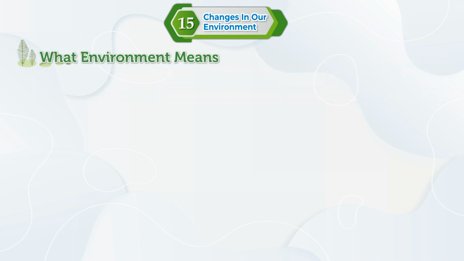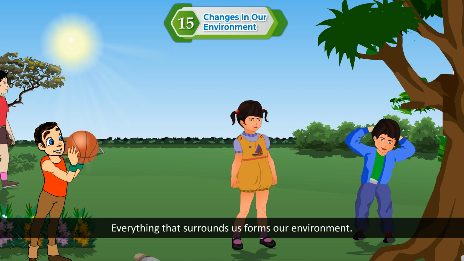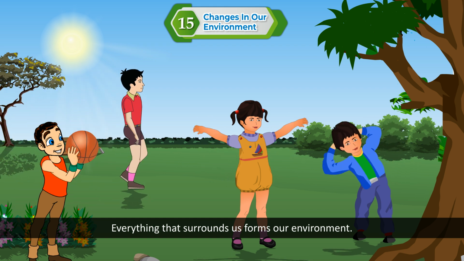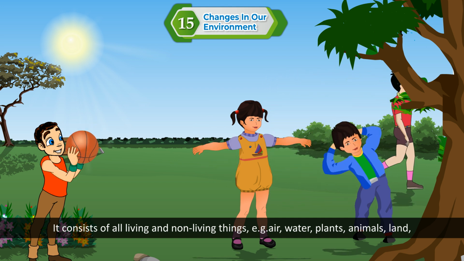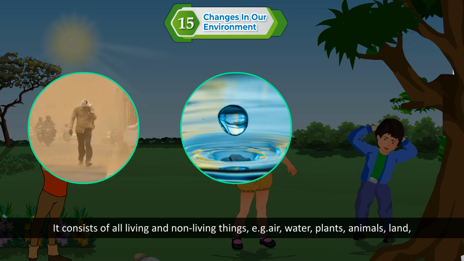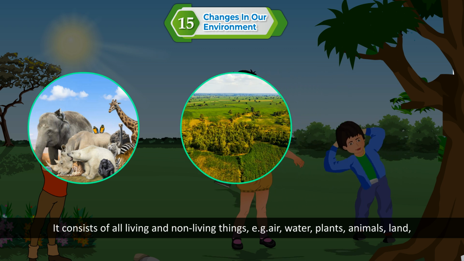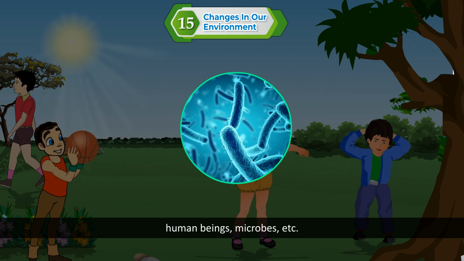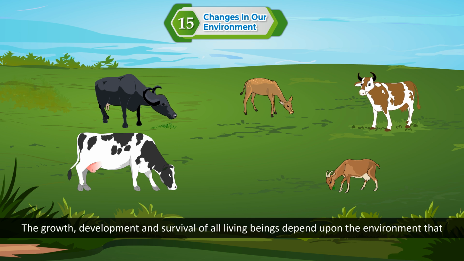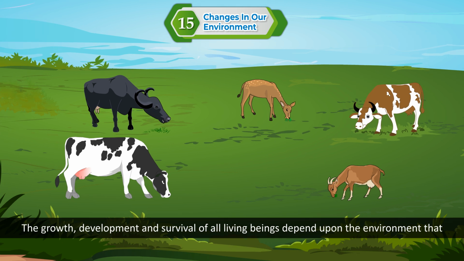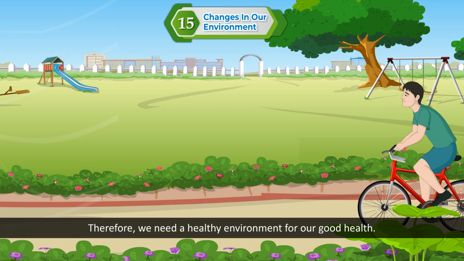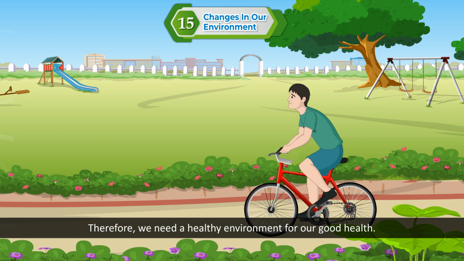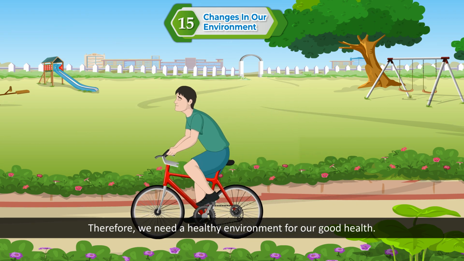What does environment mean? Everything that surrounds us forms our environment. It consists of all living and non-living things. Example: air, water, plants, animals, land, human beings, microbes, etc. The growth, development and survival of all living beings depend upon the environment that surrounds them. Therefore, we need a healthy environment for our good health.